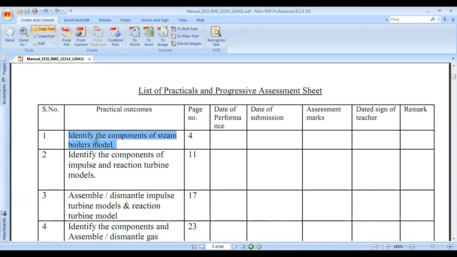So first we identify the components of the steam boiler. As I have discussed many times, the boiler is a steam generator, a device by which we can generate steam.